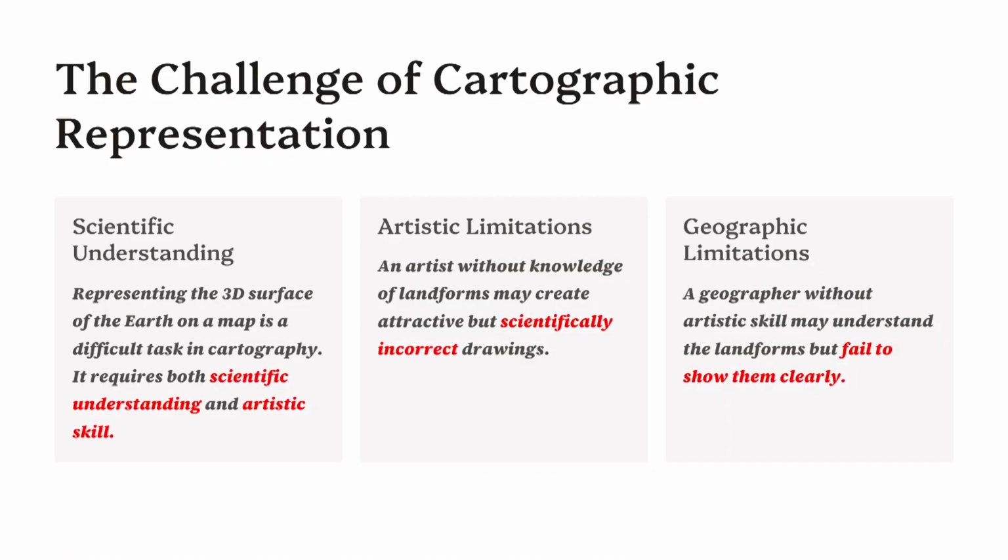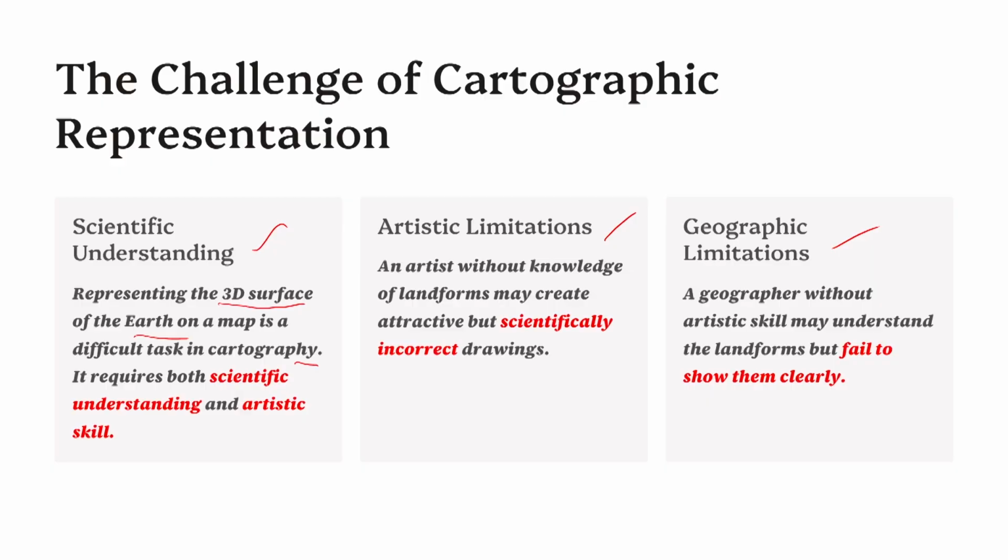The challenges of cartographic representation: one is scientific understanding, second is artistic limitation, and third is geographic limitation. Scientific understanding: representing the 3D surface of the earth on a map is a difficult task in cartography. That is one of the difficulties in understanding our earth surface, because it is three-dimensional. When we portray three-dimensional as two-dimensional, we face some difficulties. So, a cartographer requires scientific understanding and artistic skill. Both are essential for a cartographer.